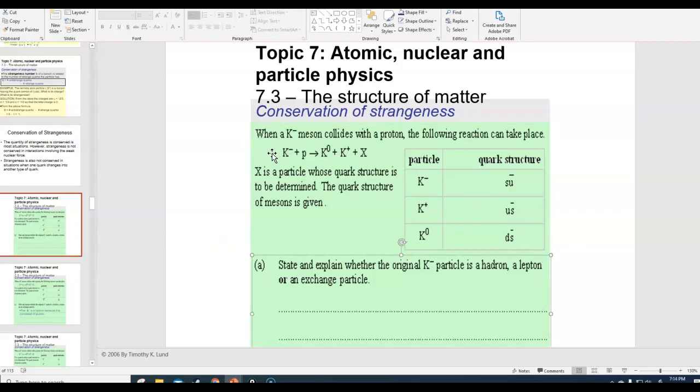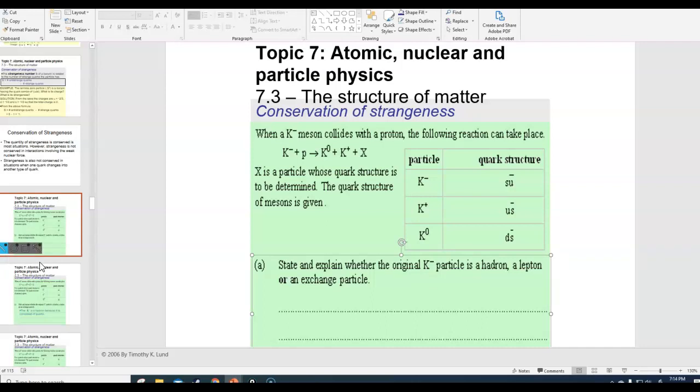This question says, when a K- meson collides with a proton, the following reaction can take place. Here we have the K- meson. They tell you it's a meson, which means it has no baryon number. There's a proton it's colliding with, and it produces a K0 particle, a K plus particle, and X. X is a particle whose quark structure is to be determined. The quark structure of mesons is given. It says state and explain whether the original K- particle is a hadron, a lepton, or an exchange particle.